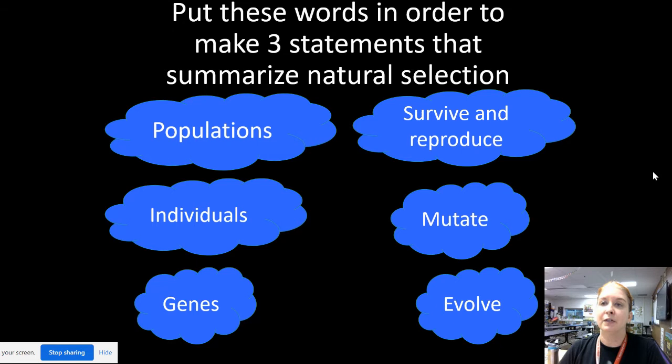So next it says, put these words in order to make 3 statements that summarize natural selection. I'm going to pause for a second and let you read these and see how they're going to go together. Pause. Okay, did you pause?